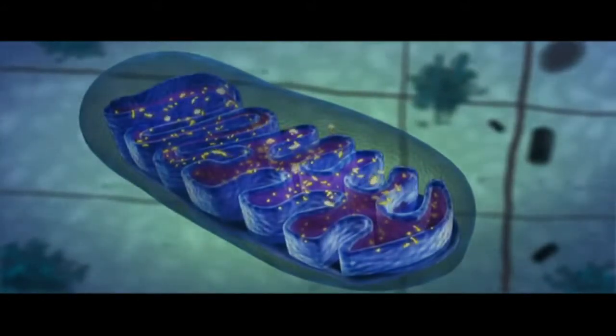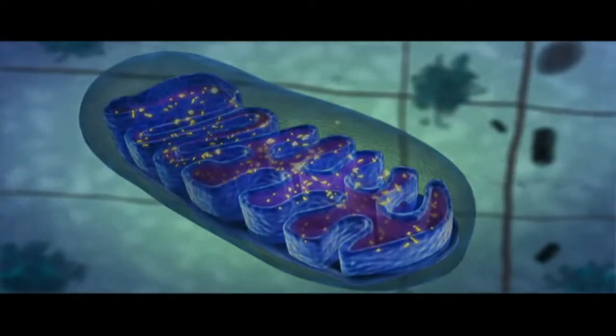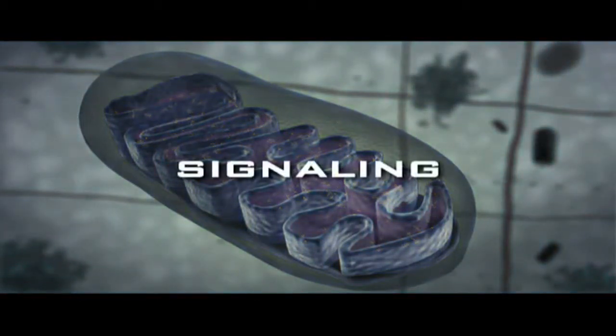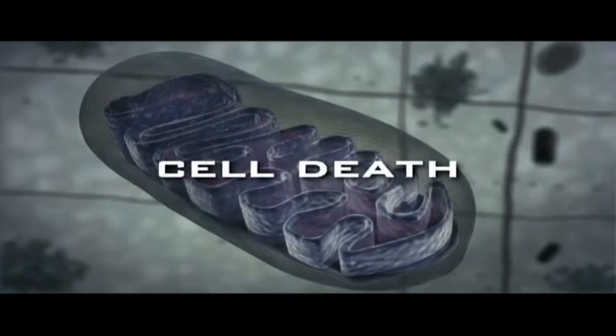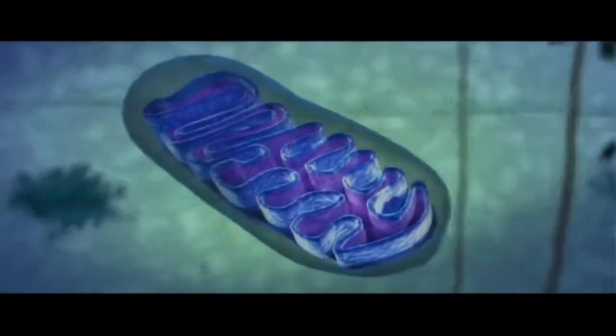In addition to supplying ATP, mitochondria are involved in a range of other processes, such as signaling, cellular differentiation, cell death, the control of the cell cycle, and cell growth.